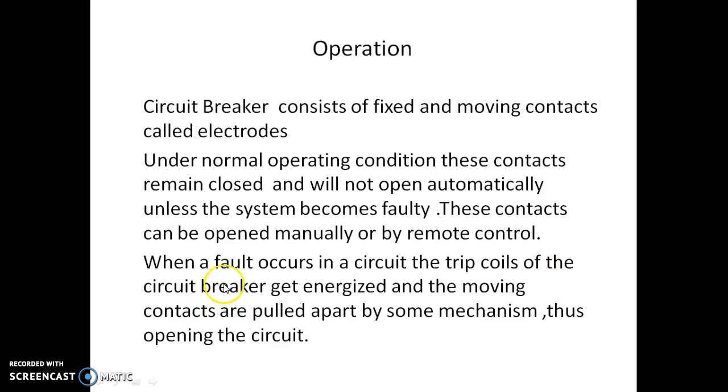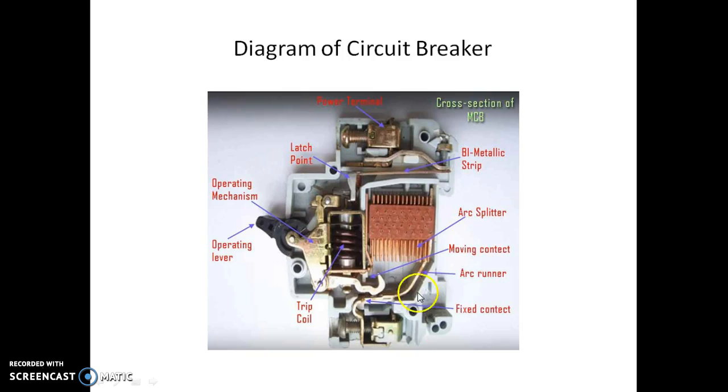So when a fault occurs in a circuit, the trip coil of the circuit breaker gets energized, and this will shunt away this particular lever, that is the trip circuit, and under faulty conditions it gets tripped. The position of this will be in this direction here.